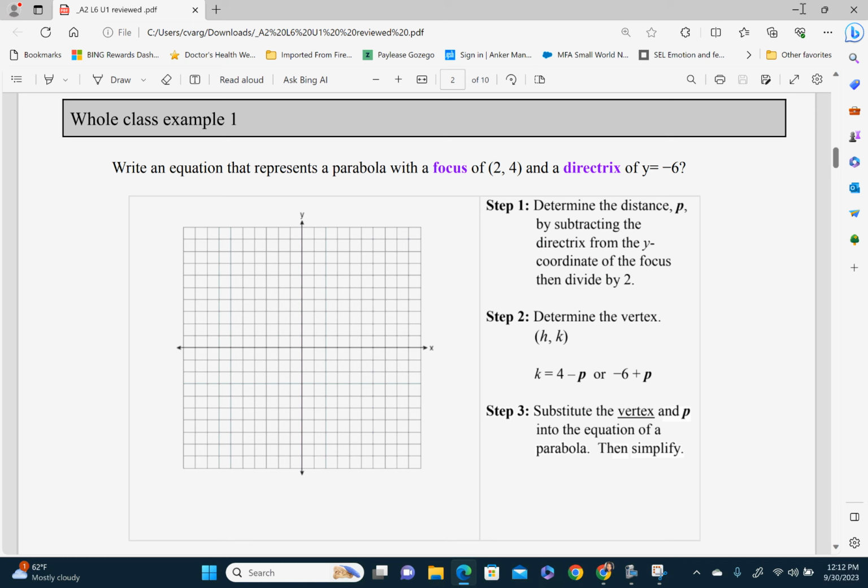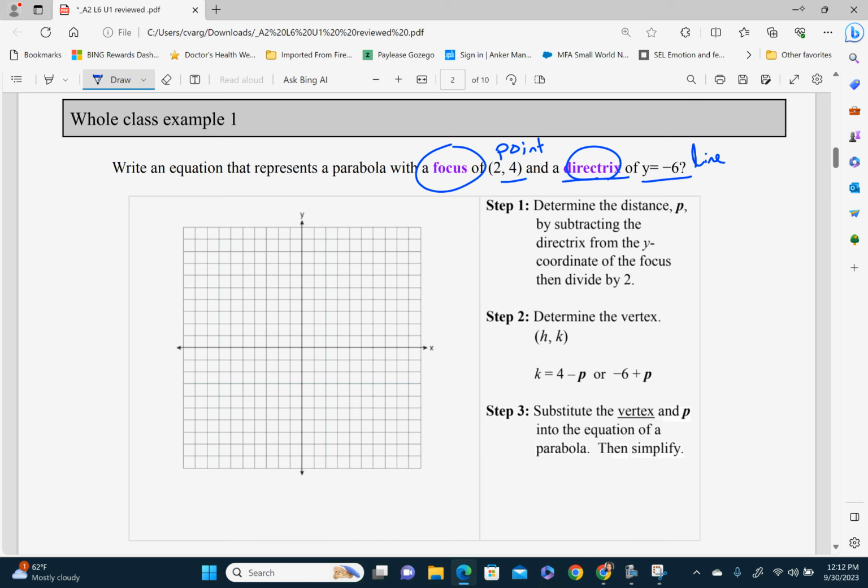So we have the word focus, and a focus is a point. I just want you to label this. Focus is a point, and a directrix is a line. Okay, so directrix, this right here is a line. Please take that note. The first thing you want to do is graph anything that they give you.